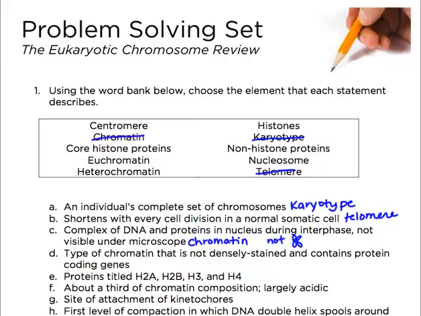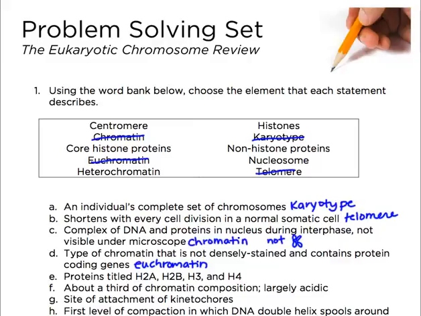D. Type of chromatin that is not densely stained and contains protein coding genes. So this is just, again, application of theory and vocabulary terms, but this is what's known as euchromatin. Okay, so just know that euchromatin contains the protein coding genes.